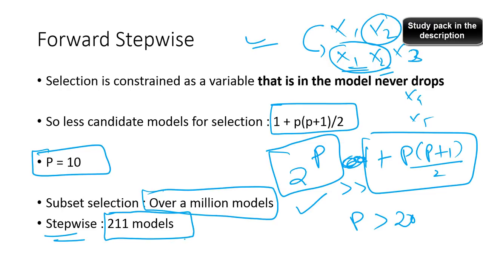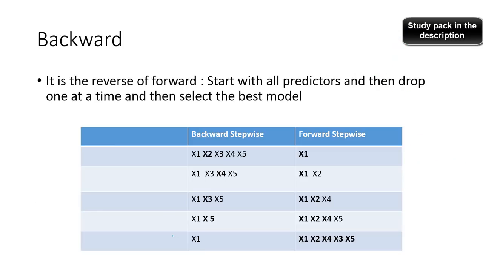That's why the forward stepwise regression model is preferred for variable selection, especially in high dimension. But if you have a smaller number of dimensions, let's say p equals 5, you can always go ahead with subset selection. It's much easier.